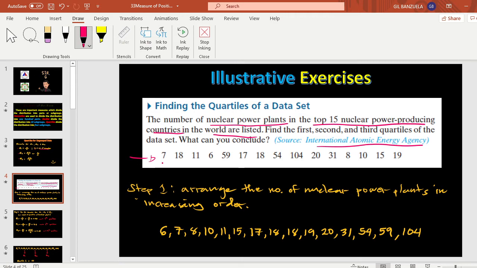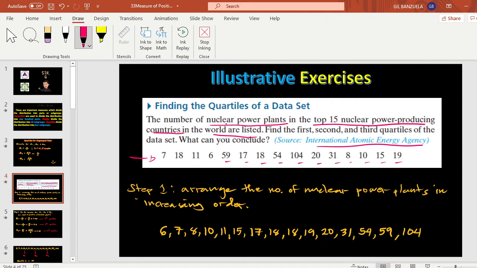Okay, the first country has 7 nuclear power plants, the second has 18, the third has 11, the fourth has 6, the fifth has 59, the sixth has 17, next one is 18, 54. Oh, powerhouse, 104 nuclear power plants, 20, 31, 8, 10, 15, and 19. So there are 15 top countries with nuclear power producing plants.